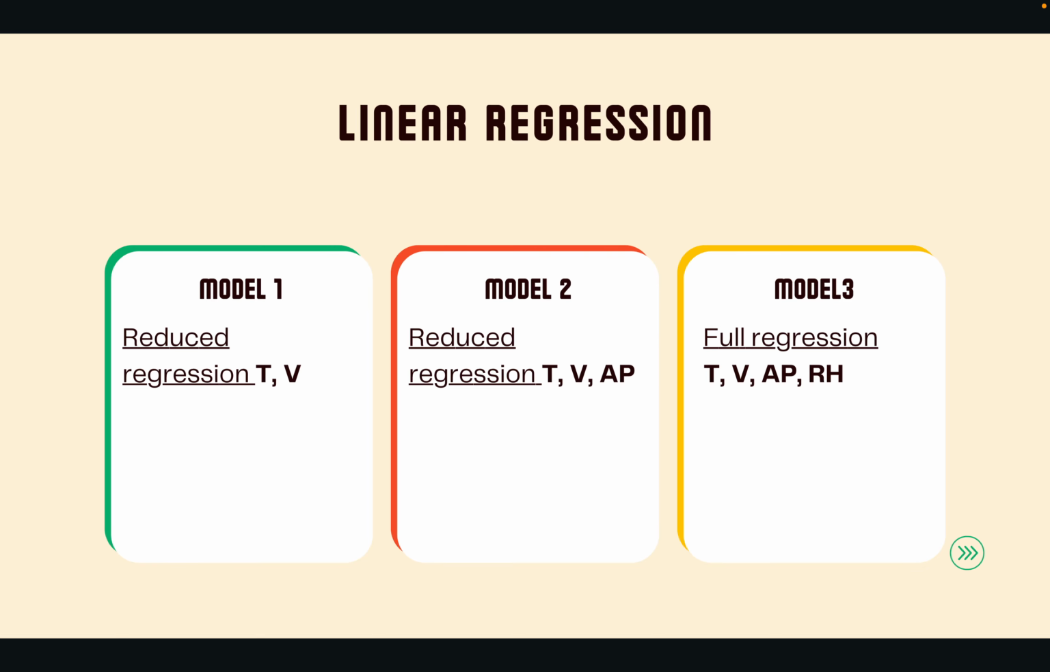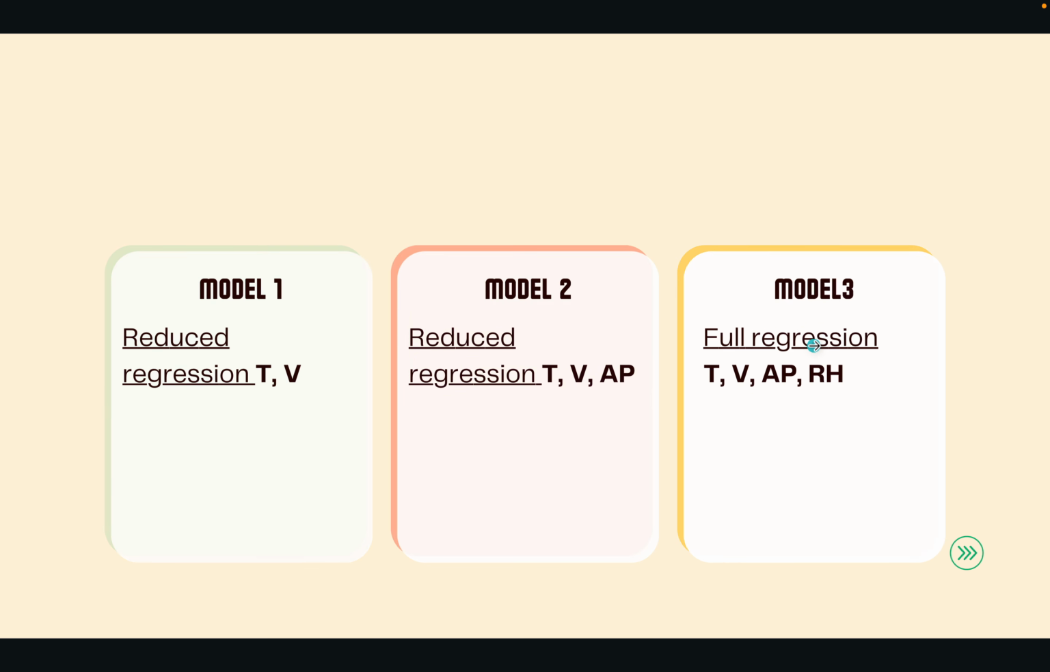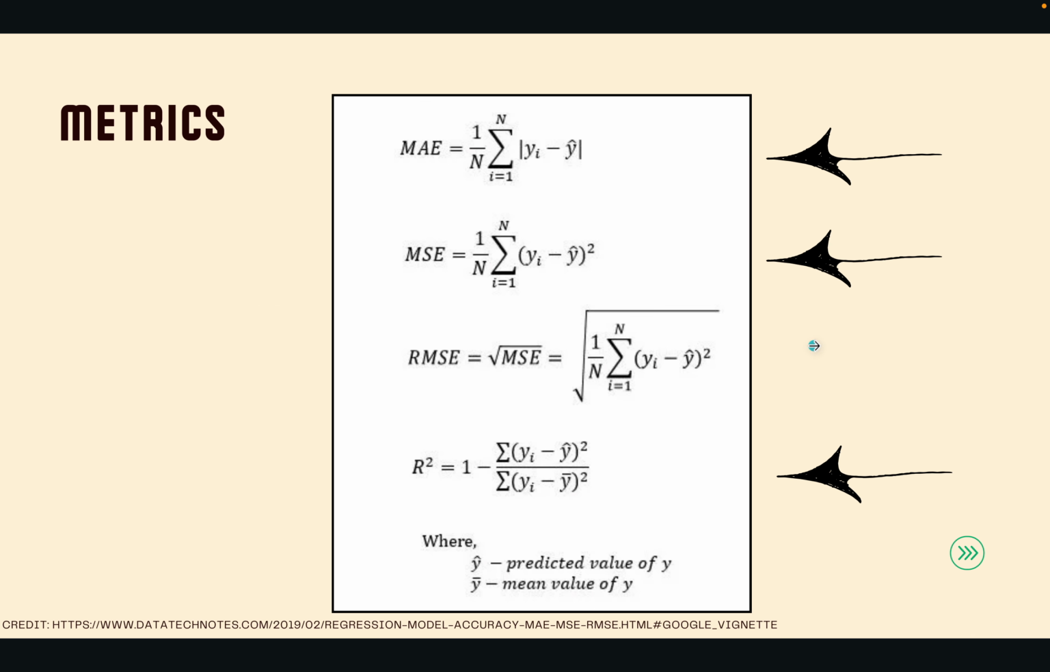Three linear regression models were developed with increasing complexity. Model 1 includes variables T and V, Model 2 includes TV and AP, and Model 3 includes TV, AP, and RH. The metrics used to evaluate the models are mean absolute error here, mean square error, and the last one, the R square here.